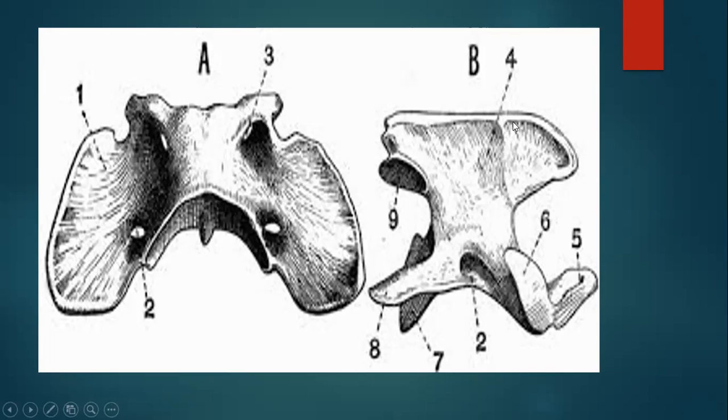Well, this is the axis. This is the dens over here. Sorry, this is the dens, and this is its ridge-like spinous process. And take note of this one over here, and over here also, and over here. These are transverse processes. Oh, foramina, transverse foramina, rather.